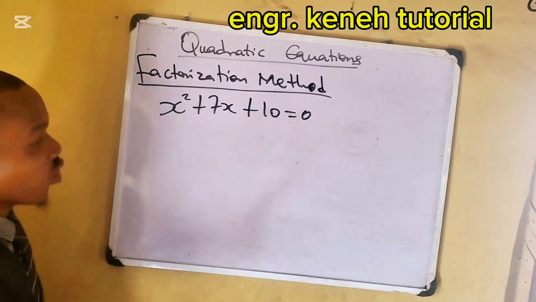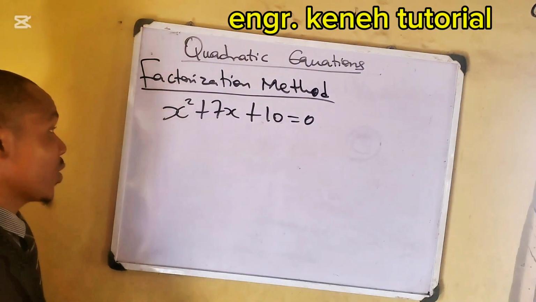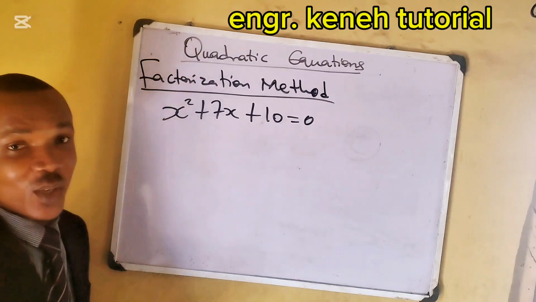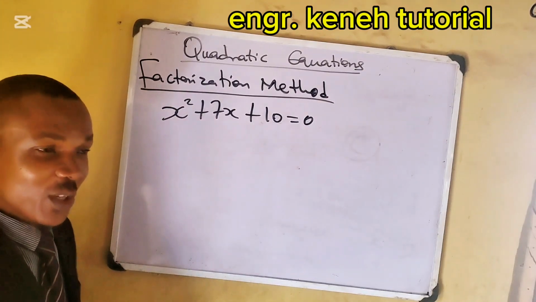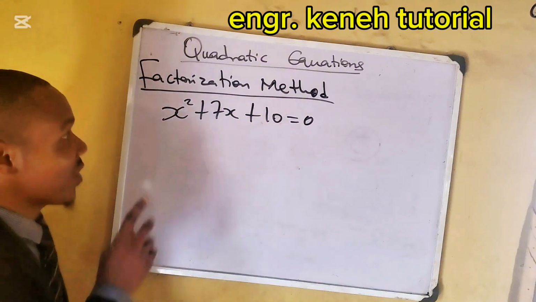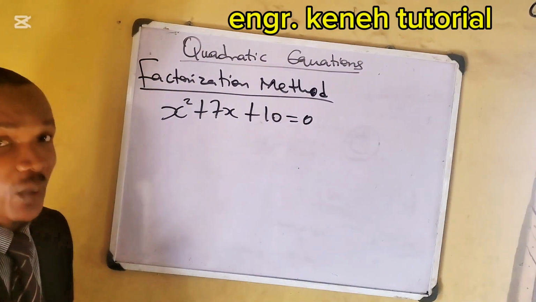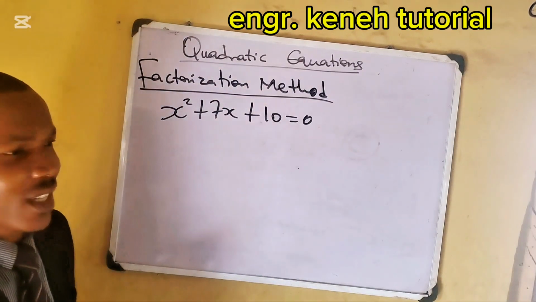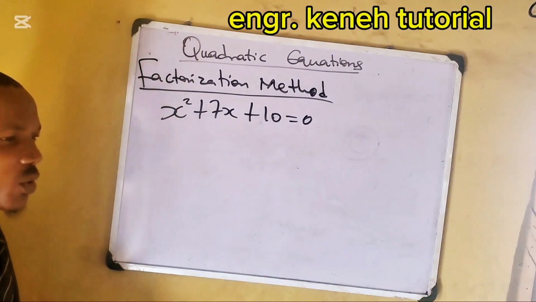If you are asked to use factorization method or you decide to use it, one thing you need to know is that not every quadratic equation can be what? Factorized. So this factorization method is not applicable in all the quadratic equations. All right, let's assume that this one can be factorized. Then you want to use factorization method to solve this. How do you solve it?